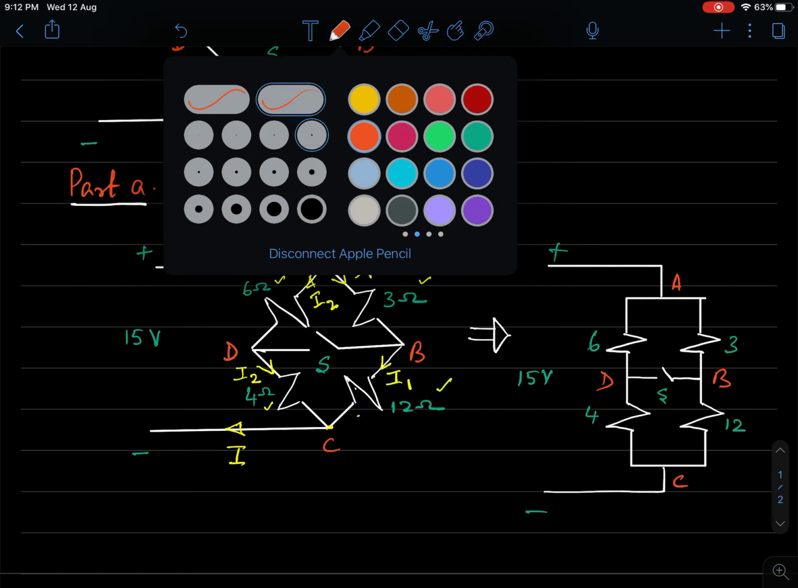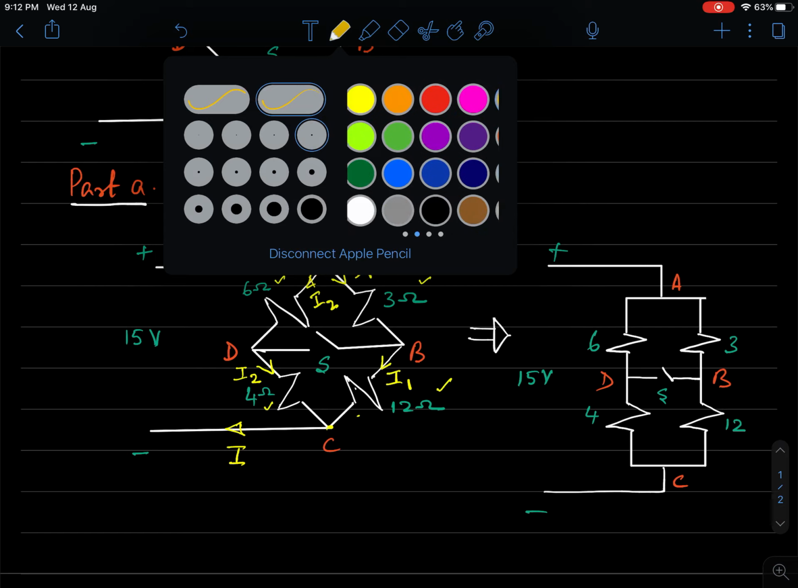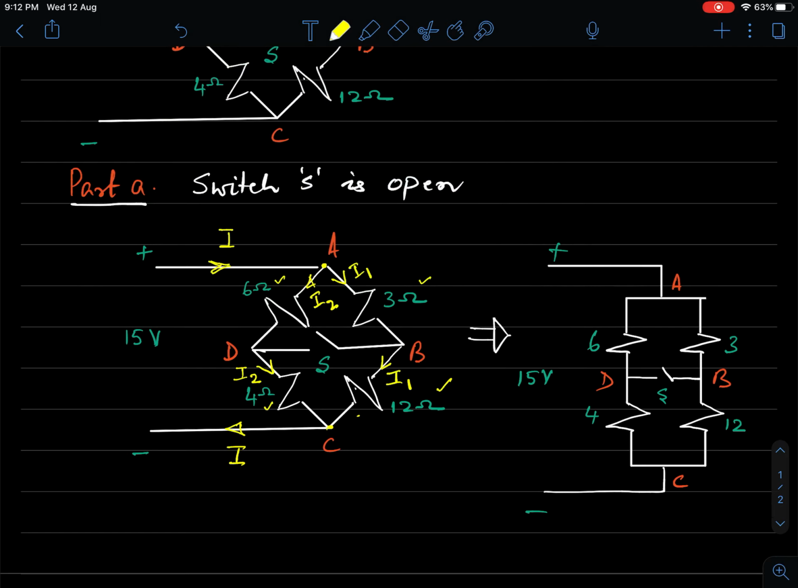Okay, should I put the currents also? Fine, let me put the currents also, and use the same color. This is the current I1, and here is the current I2. Obviously, this is the current I2, and this is the current I1.